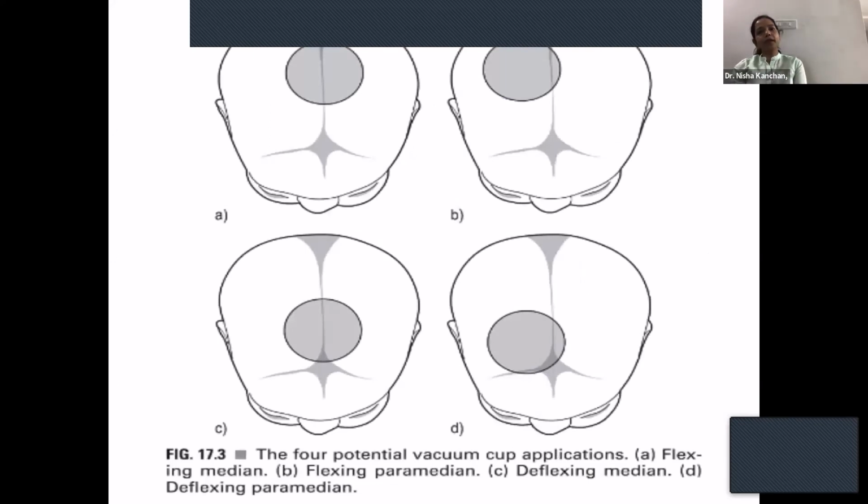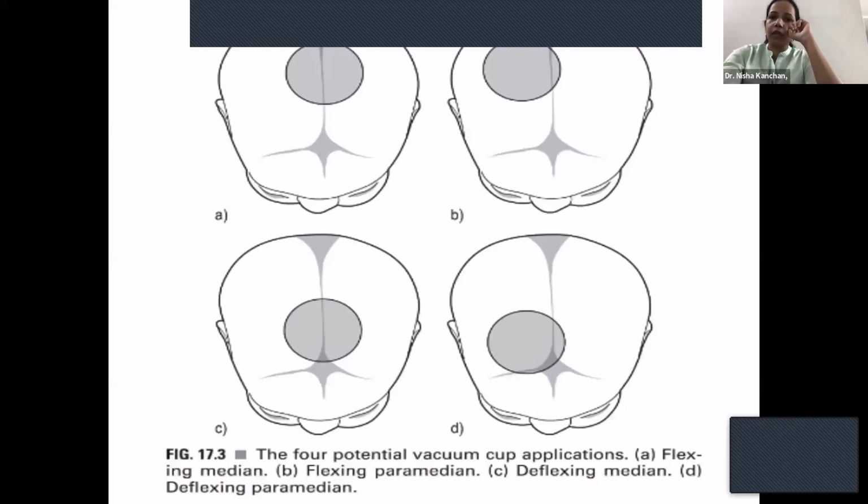So, the different types of application of vacuum. The best application is flexing median, where the midline of the vacuum corresponds to the midline of the sagittal suture, which is exactly in half of the vacuum, and your flexion point corresponds to the center of the cup. Flexing paramedian is where you put it over one parietal bone, but still the center of the vacuum is in line with the flexion point. So this is flexing paramedian.